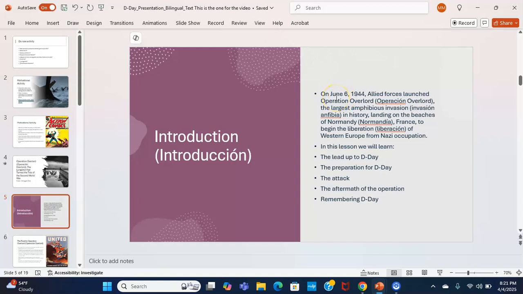On June 6, 1944, the Allied forces launched Operation Overlord, the largest amphibious invasion in history. They landed on the beaches of Normandy, France, beginning the liberation of Western Europe. This lesson we will learn the lead up to D-Day, the planning and strategy, the attack itself, the aftermath and legacy, and how we remember D-Day today. Here are the labels for ELLs.